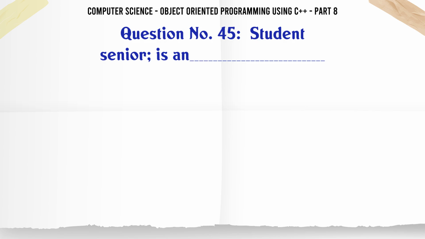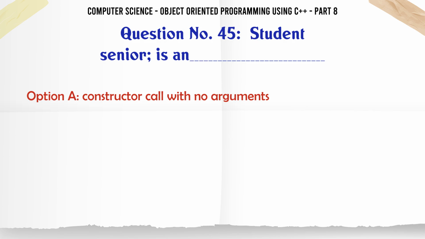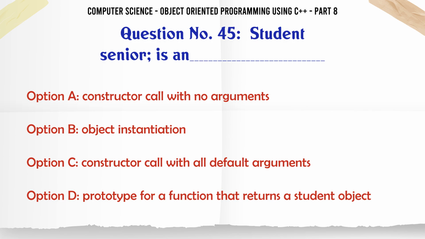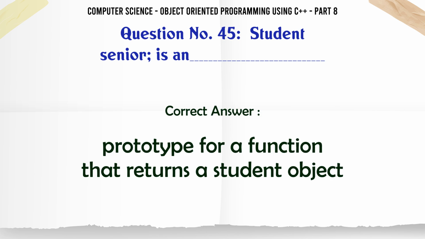Student senior is an A. Constructor call with no arguments. B. Object instantiation. C. Constructor call with all default arguments. D. Prototype for a function that returns a student object. The correct answer is prototype for a function that returns a student object.